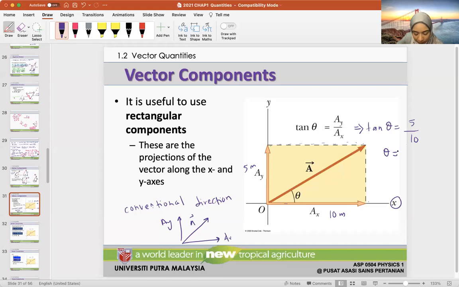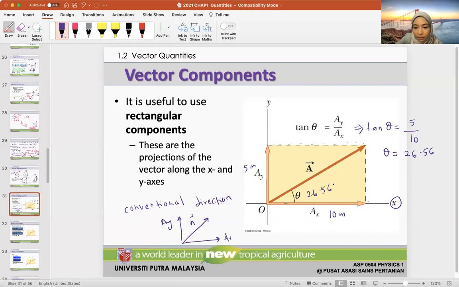Inverse tangent of 0.5 will give me theta, which is 26.56. I should have used the same numbers. Okay, I wanted to show you something. We found out that if AY is 5 and AX is 10, I would get theta equals 26.56, right?